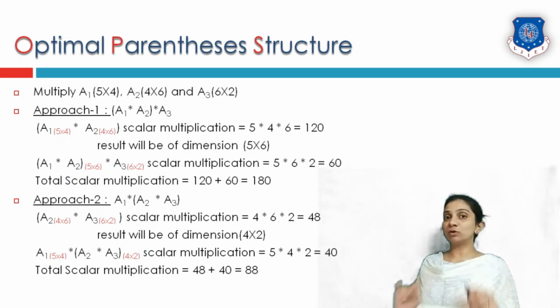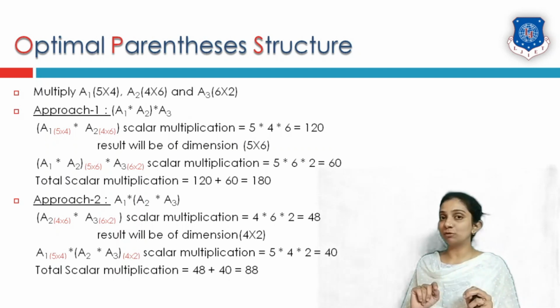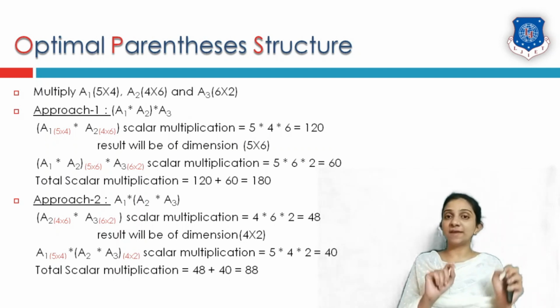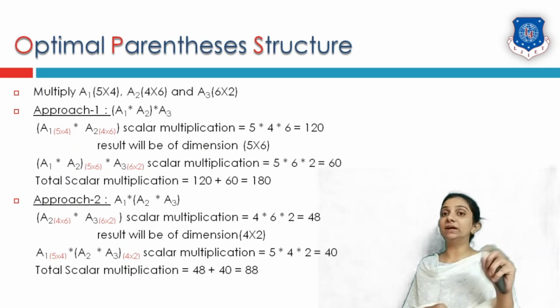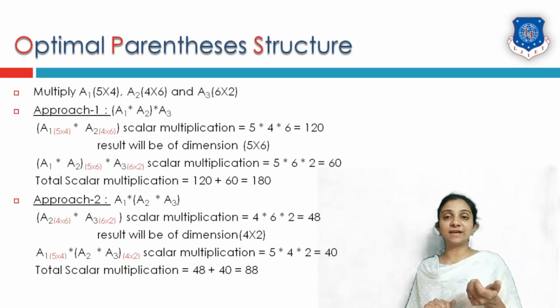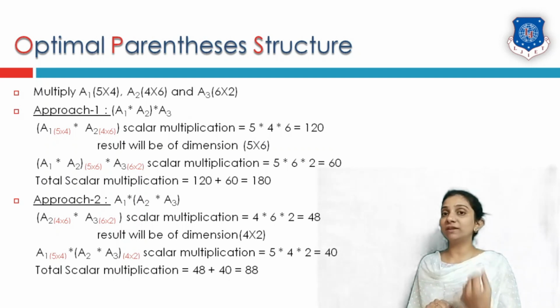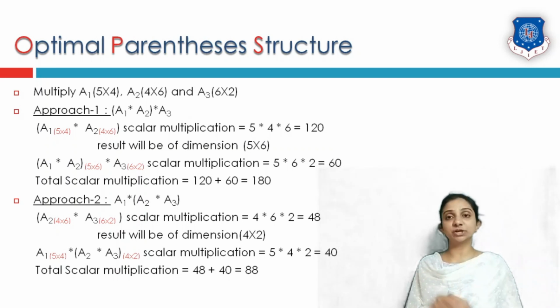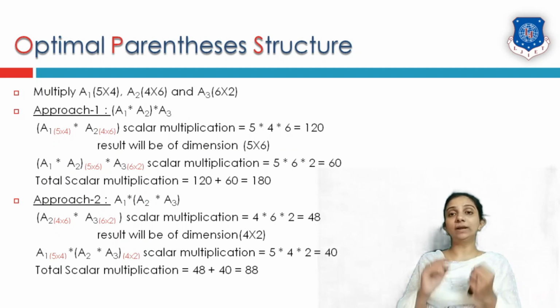In our first approach, we have put parentheses across A1 and A2, while in the second approach, we have put our parentheses across A2 and A3. So their order can either increase your number of multiplications or decrease your scalar multiplications. So obviously, which one is optimal? The fewer the number of operations, the faster the output. That's why we are interested in finding those parenthesis structures in which scalar multiplication will be minimum or the least.